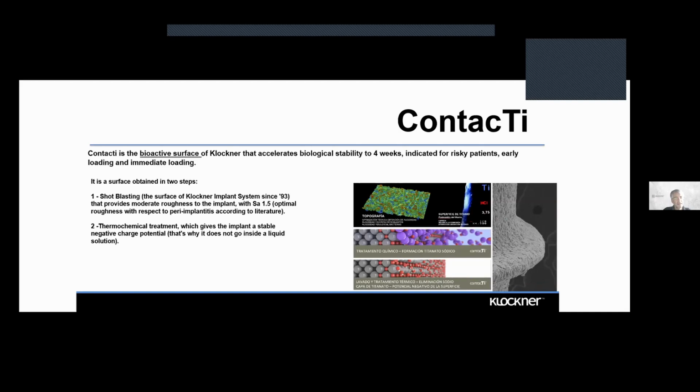This is obtained by 2 processes. The first one, the classical one, shot blasting, okay, that makes this 1.5 Sa roughness, of microns, that lets the bone heal, excuse me. And then there is a thermochemical treatment that gives negative charge to the implant. This is what is really new in the Contacti, the thermochemical treatment, okay? I will show you a video later.